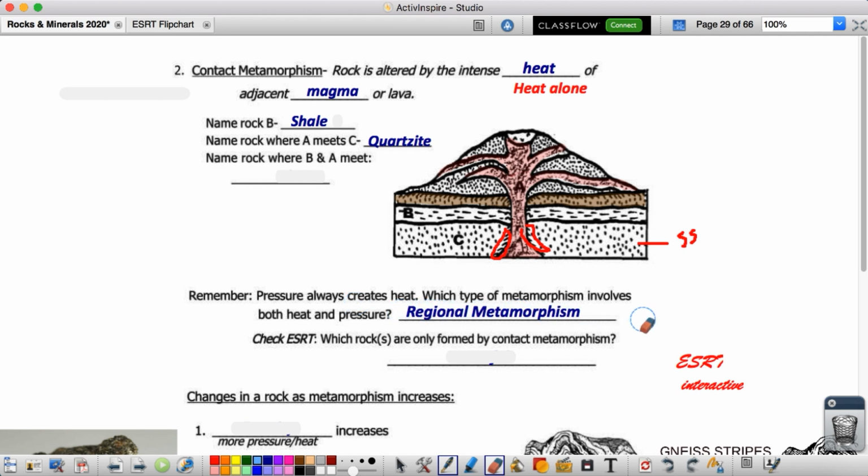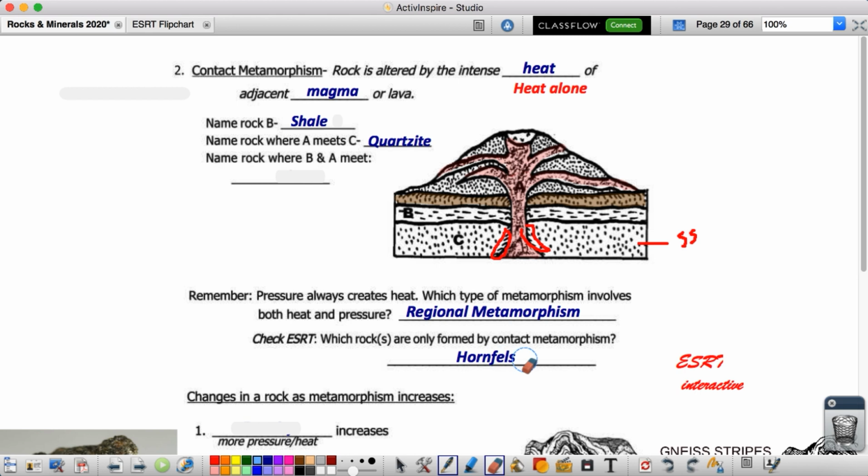So now we're going to go back to the ESRT for one moment, and you are going to locate and record the name of the only rock that is formed only by contact metamorphism. Which rock or rocks are formed only by contact metamorphism? And your answer was hornfels.